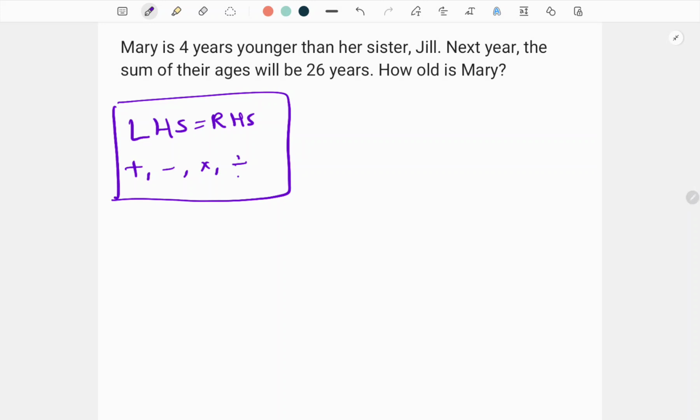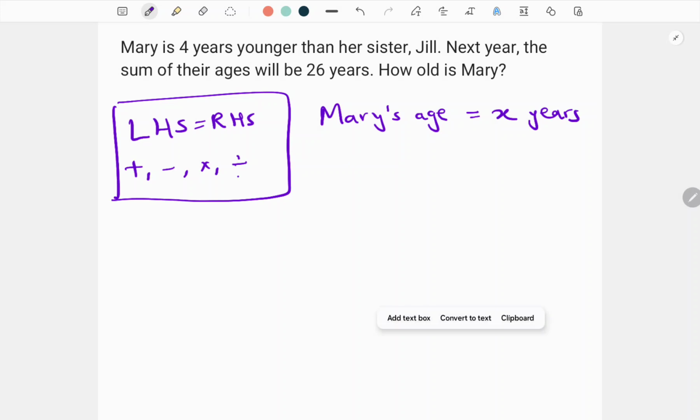Okay, so what are we given here? Mary is 4 years younger than her sister Jill. Next year the sum of their ages will be 26 years. How old is Mary? Typically the thing that we want to find, in this case Mary's age, we denote by the letter x. So let's do that. Mary's age, let's say, is x years.